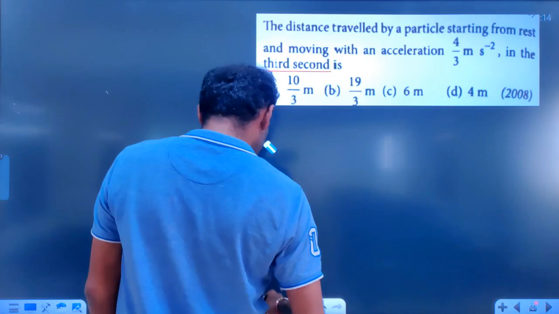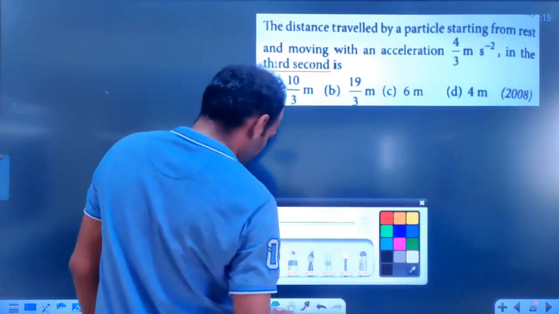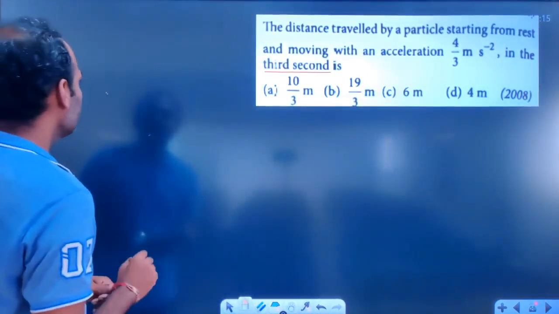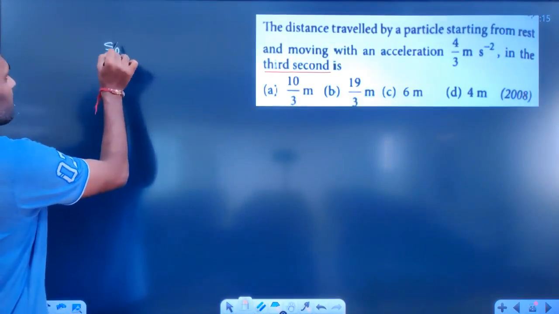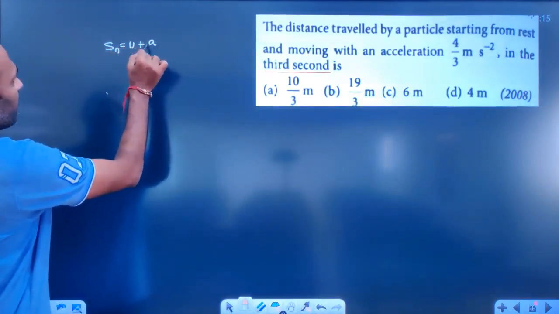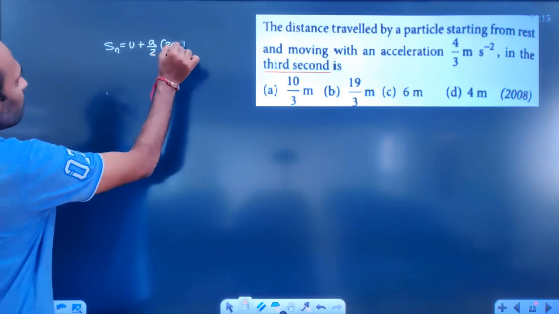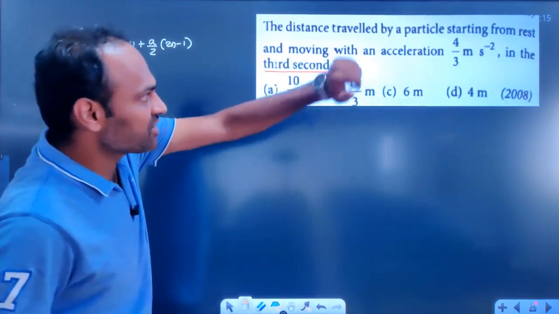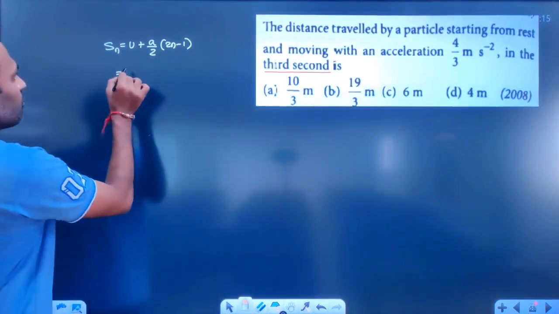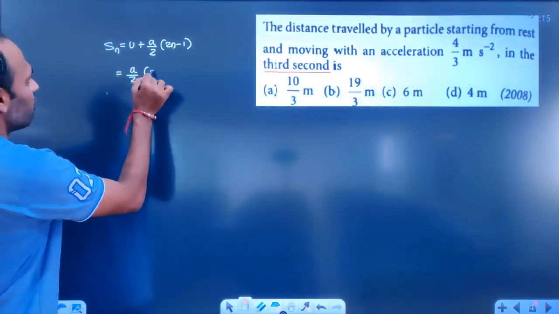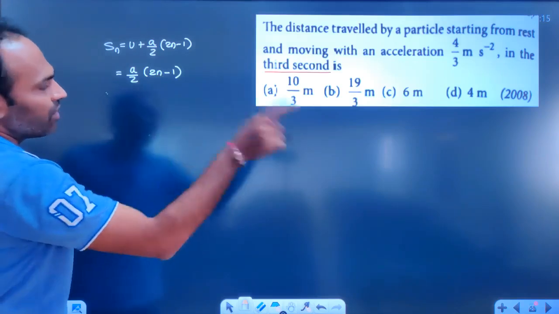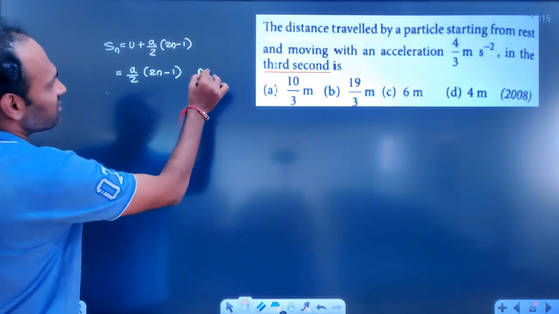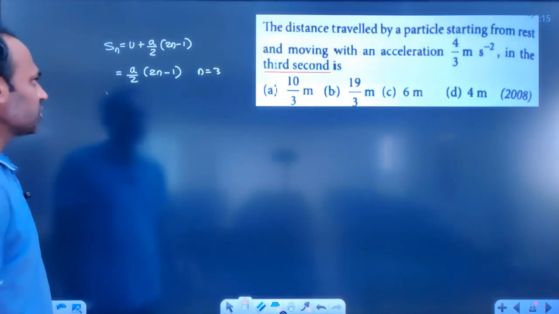So since they ask for the distance in the third second, here we have to use the Sn formula. So Sn is equal to u plus a by 2 into the bracket 2n minus 1. u is already, the particle is starting from rest, so u is 0. Acceleration is given. So now the formula is a by 2 into the bracket 2n minus 1. In which second they are asking the distance? Third second. So n is equal to 3, we have to substitute.